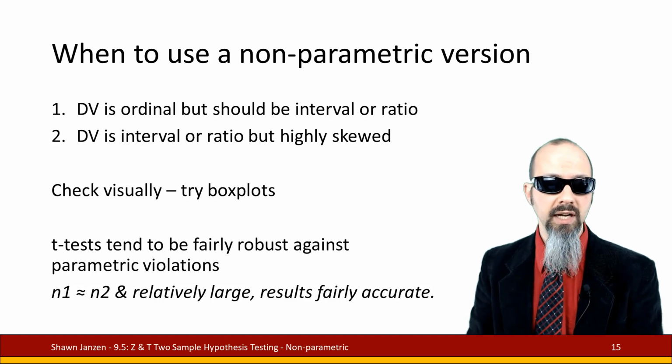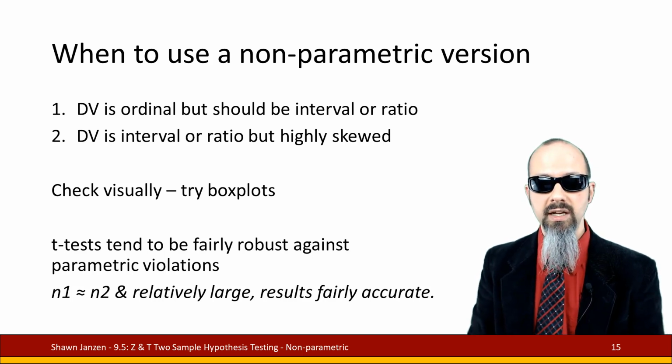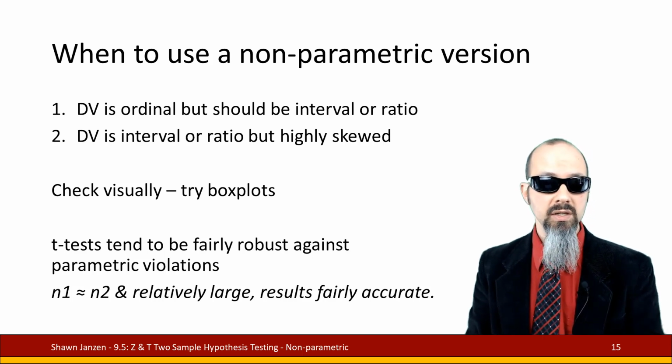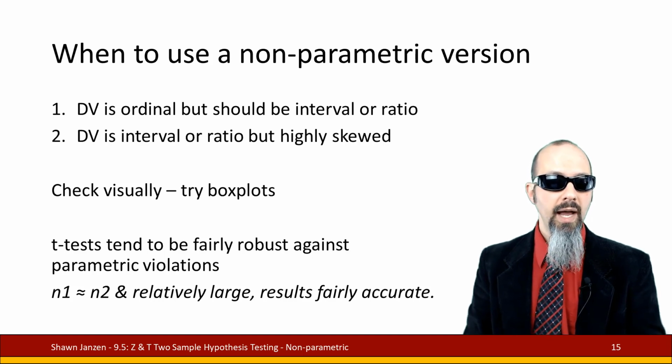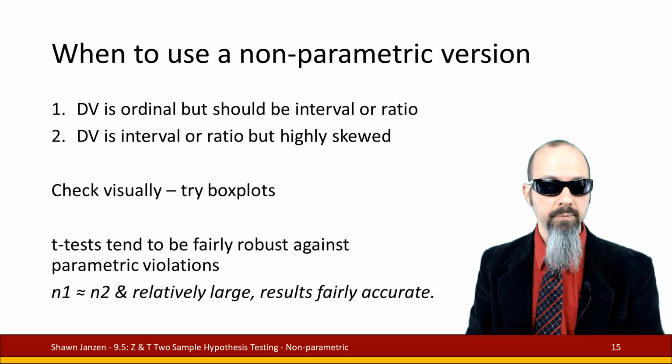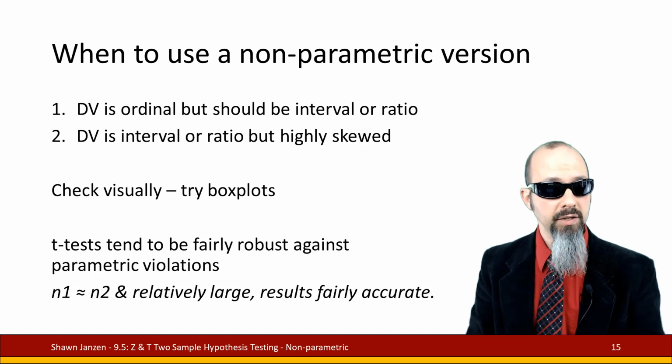It's a great tool to understand where the spread of your data is. Do you have to deal with outliers? Is the median somewhere in the middle, or is it skewed off to a side? Where's the box fitting in that box plot? So as you're taking a look at this and examining the spread, keep in mind that t-tests tend to be fairly robust against parametric violations.